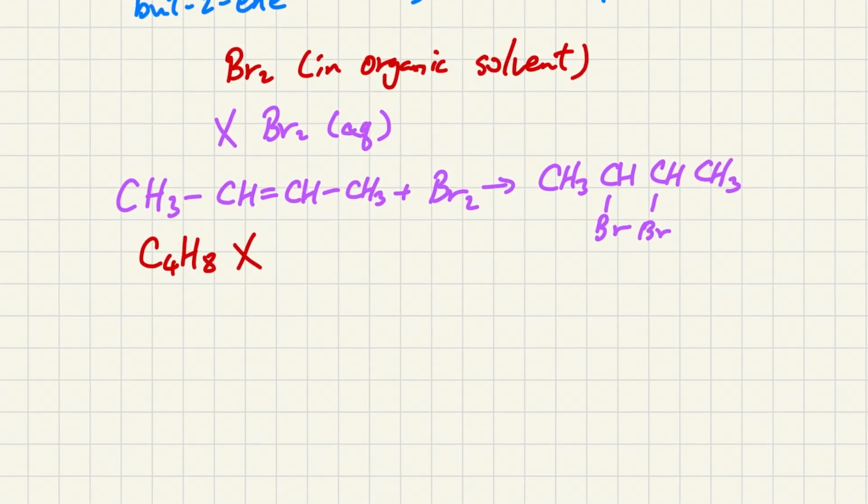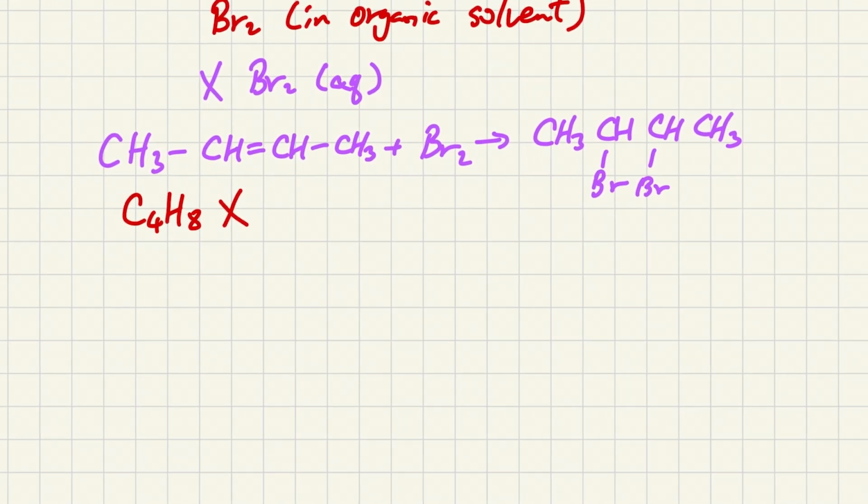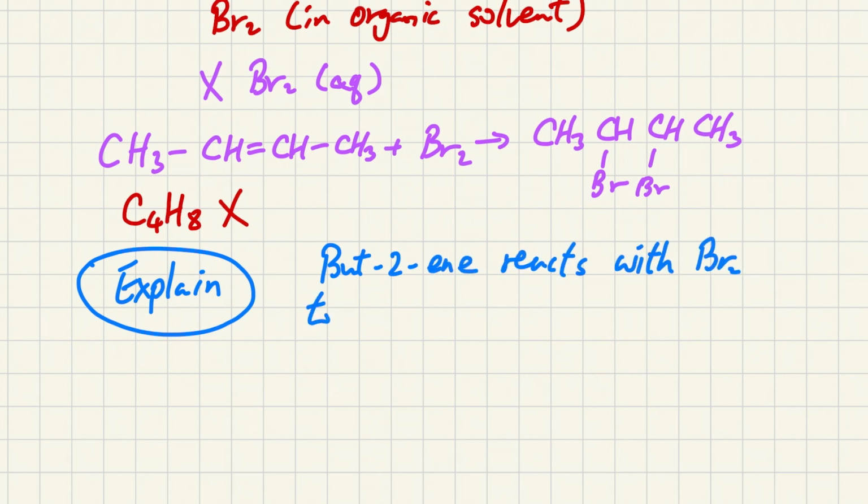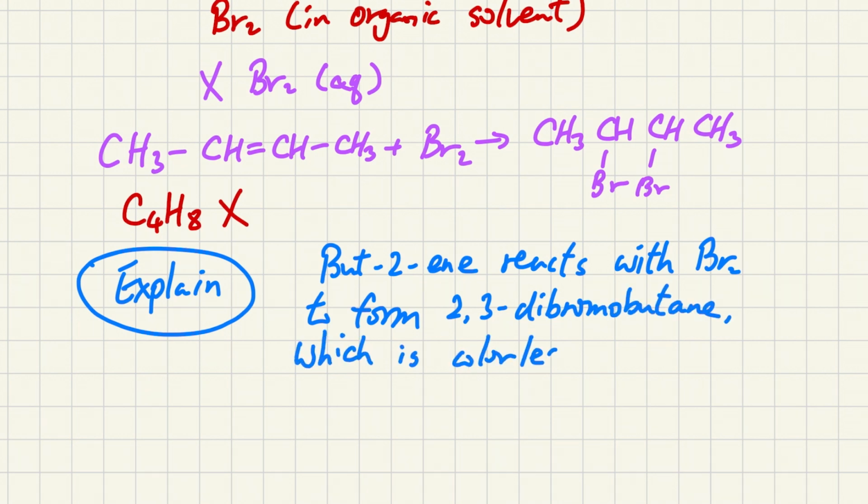That's why you are expected to draw the structure of the product. So you need to write down the full structure rather than the chemical formula C4H8. In the question, you need to explain the color change, and here shows the butyne reacts with bromine to form 2,3-dibromobutane, which is colorless.